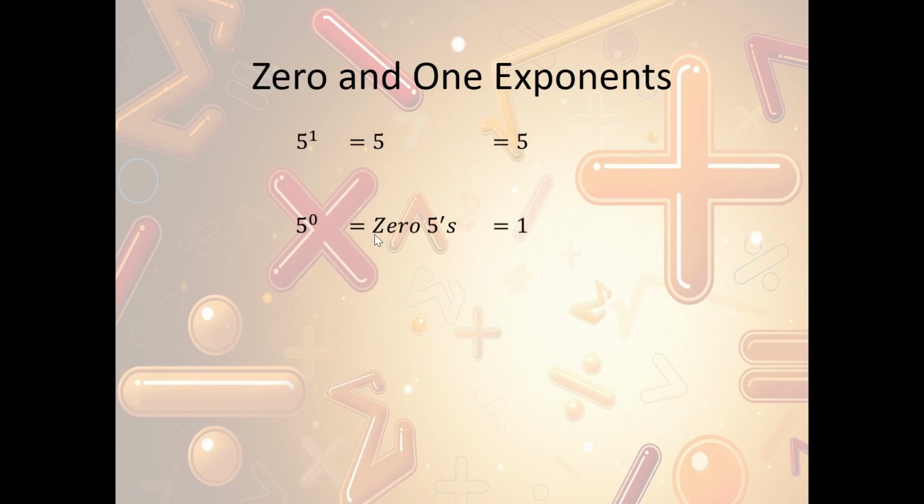Now, please make sure that you understand this. Any number raised to the 0 power will always be 1. So not 0, but 1. So 5 to the 0 power is 1. 2,000 to the 0 power is 1. 200 million to the 0 power is 1. So any number raised to the 0 power is just 1.